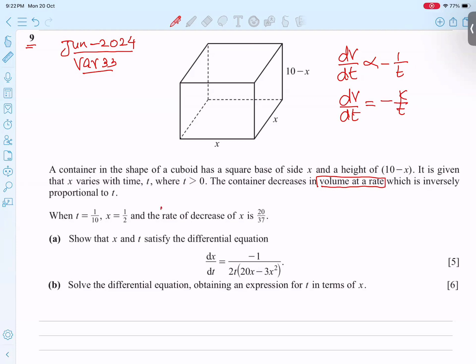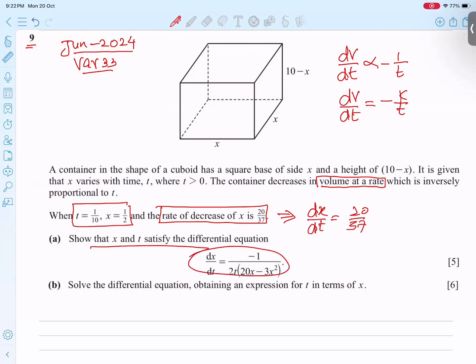So the rate of increase of x is given by him as this. It means this dx over dt is 20 by 37. And at the same time we are given an x value and a time value, and we have to show this relationship. How to do it, students? If we check carefully, whenever more than two variables are involved in the question, we always use the chain rule.